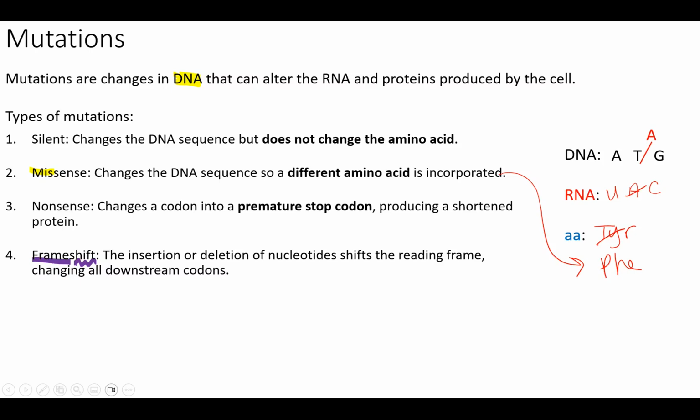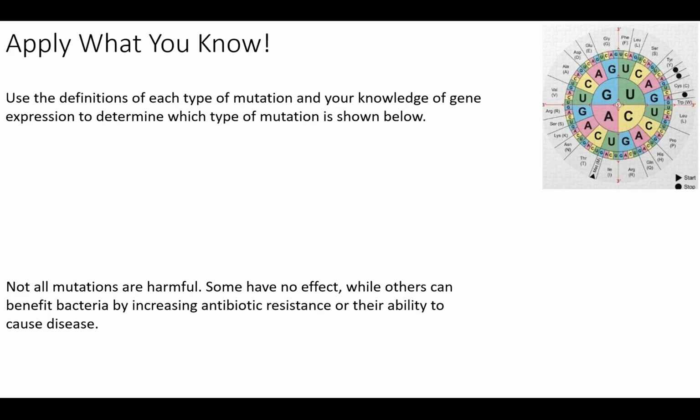It's a mistake. Okay? Because remember, y'all, a silent mutation would mean that the amino acid didn't change. Well, this one did. A nonsense mutation would be a premature stop codon, but we didn't get that. We got another amino acid. And our reading frame, our set of three, did not change, right? We just had the wrong nucleotide put in there.